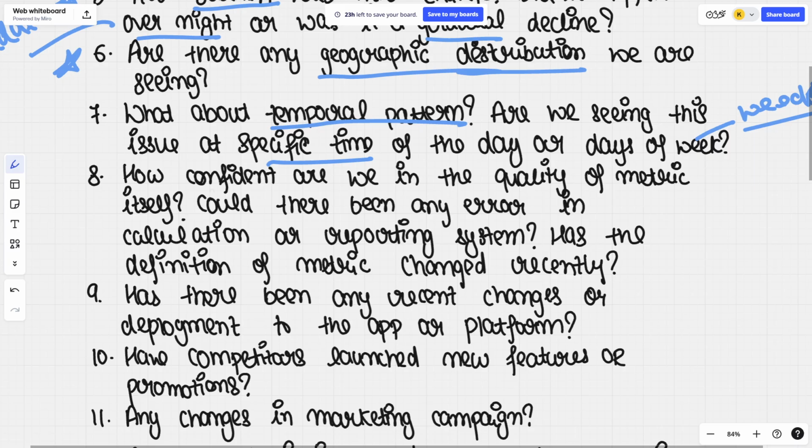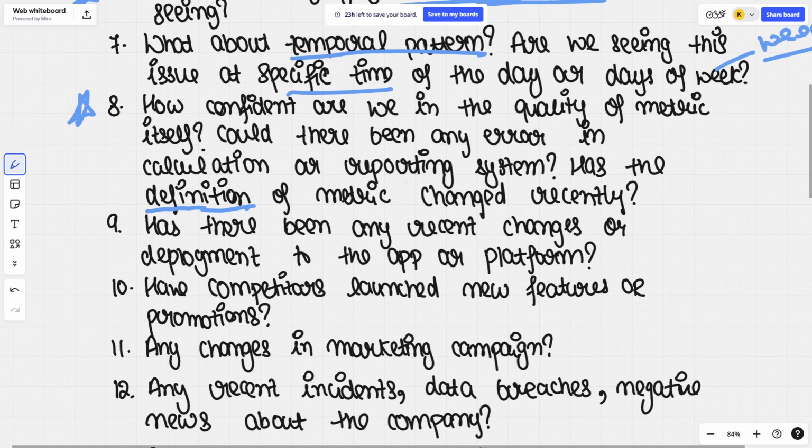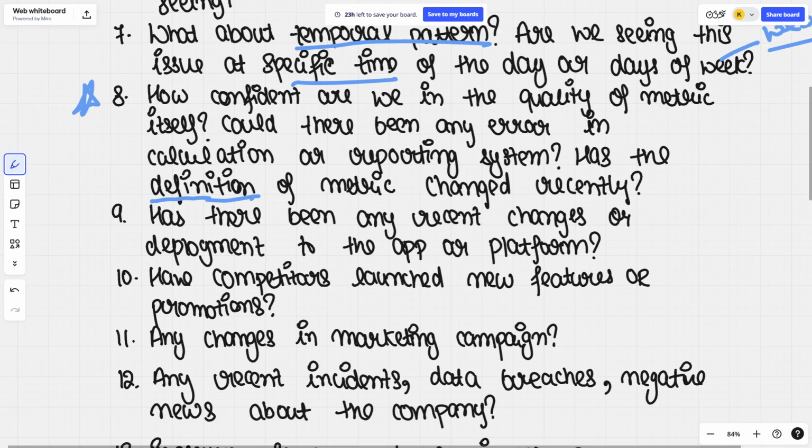Next is, how confident are we in the quality of the metric itself? This is also a common question that you can ask in all the RCA interviews. Could there be any error in the calculation or reporting system? Has the definition of the metric changed recently? Generally, people ask this as a separate question, but you can merge them and ask in a single one.